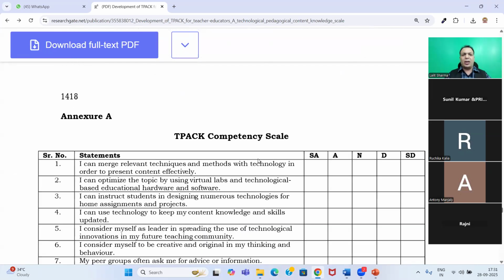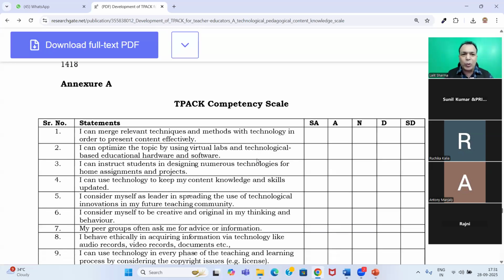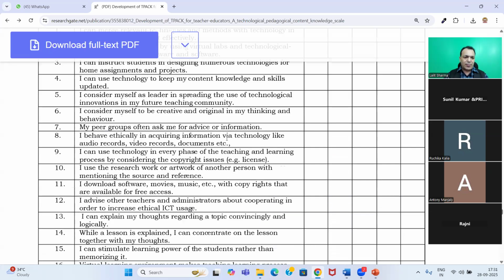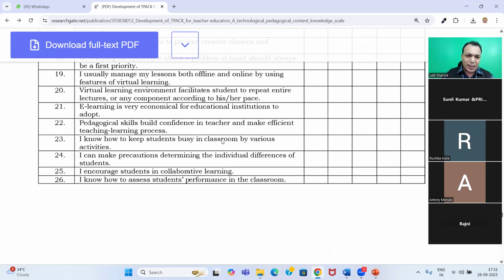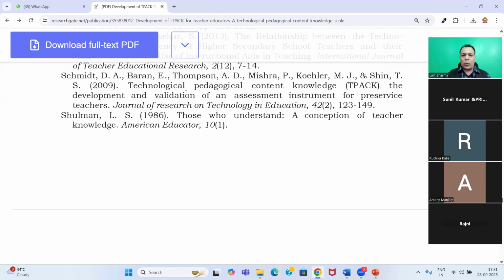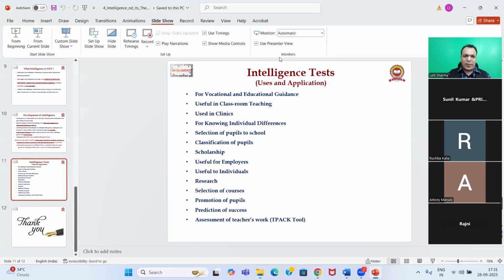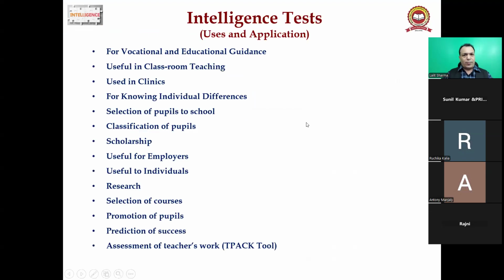Guys, see this, at the last, the TPAC scale. Now you would be happy to know that this scale is used by many PhD scholars. Yes, this year, which was designed by me in 2021. See, only TPAC competency scales, with 26 questions. Earlier I made 50-60 questions, then cut it down and developed the scale. So why do I show this to you? Because being teachers now, you should always be in a learning process. Only then, guys, can you become a very good teacher.